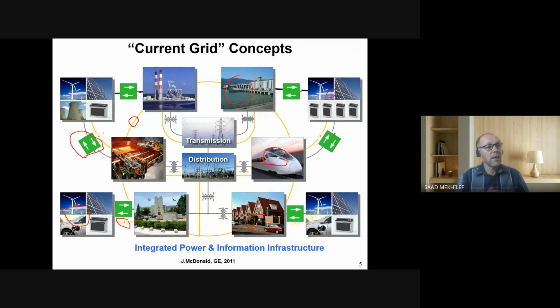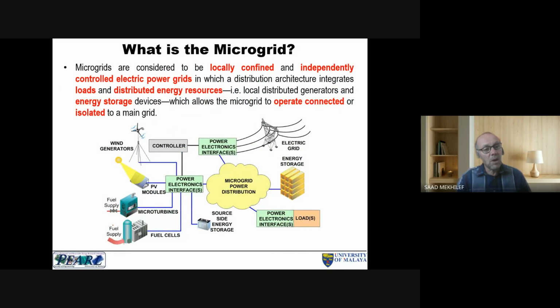Okay, so you can see the traditional grid and the current grid. So now let's look into the microgrid. We call it micro because it's smaller. It's not a grid. Grid is huge. Okay, talking about gigawatt level, but microgrid is smaller in size. So what is a microgrid?